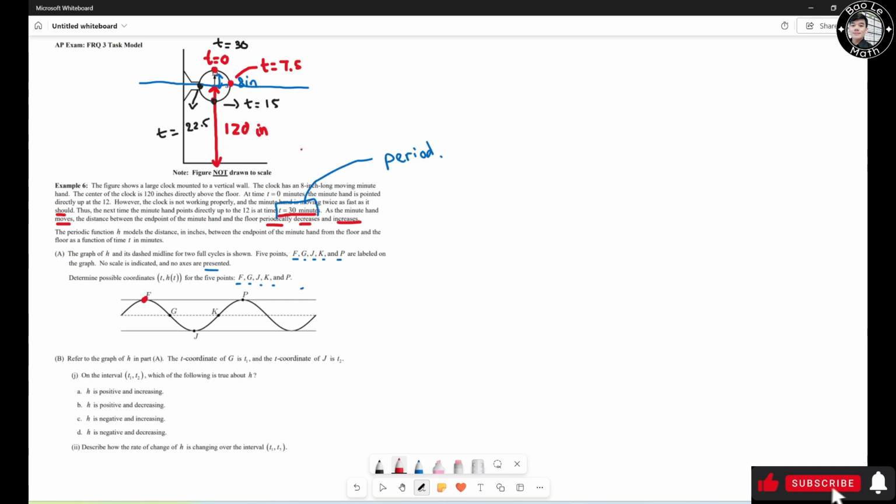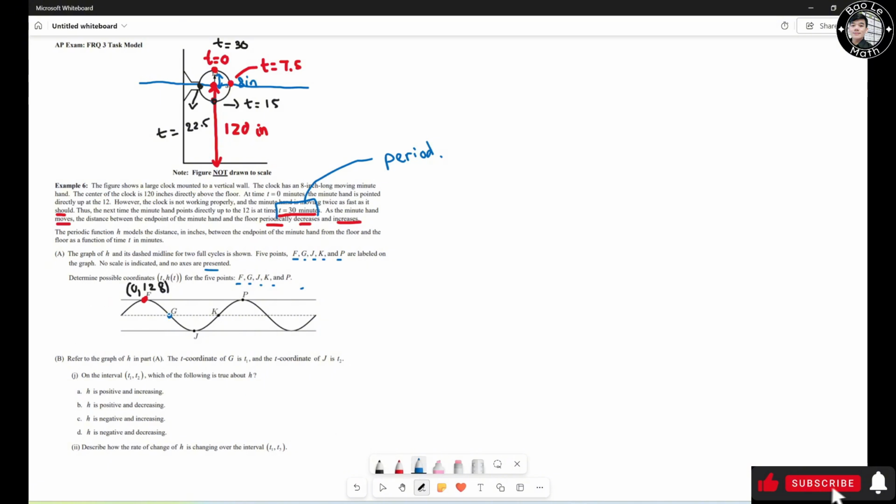You know that the minute hand is 8 inches, right? And then the distance from here to here is going to be 120. So the total distance is going to be 120 plus 8. So right here, point F has the coordinate (0, 128).